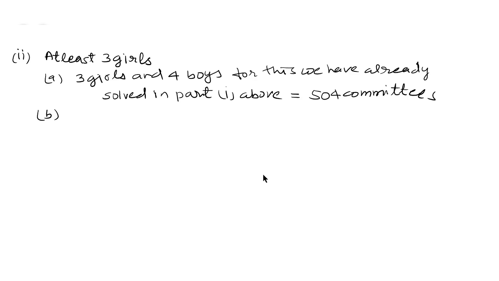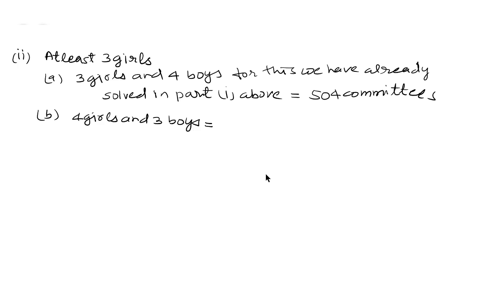Part 2 at least 3 girls. So there will be 2 conditions for at least 3 girls. The first condition will be there will be 3 girls and 4 boys, and the second condition will be there will be 4 girls and 3 boys, as the maximum number of girls available is 4 girls for this question. So part A we write in part 2 of the question. Part A 3 girls and 4 boys, for which we have already solved in part 1 above, equal to 504 committees.